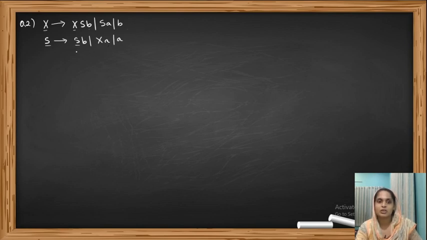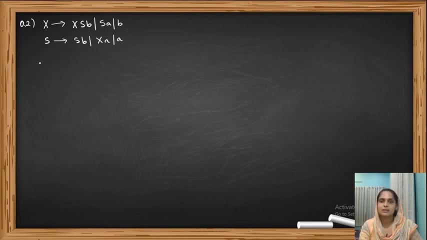Similarly, in the second production, let's consider S produces XA. At first look, it looks like it is not left recursive, but after substituting the value of X with SA, it will become SAA. Now it is left recursive, isn't it? So we can say that both the productions are normal left recursive as well as indirectly left recursive.